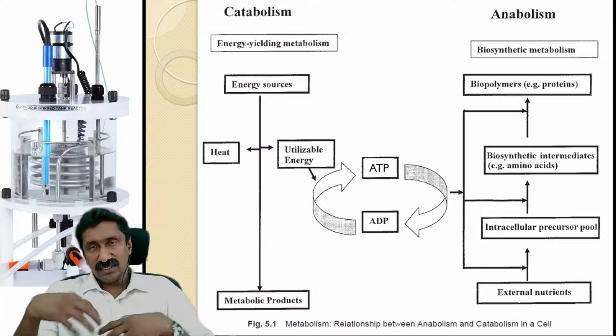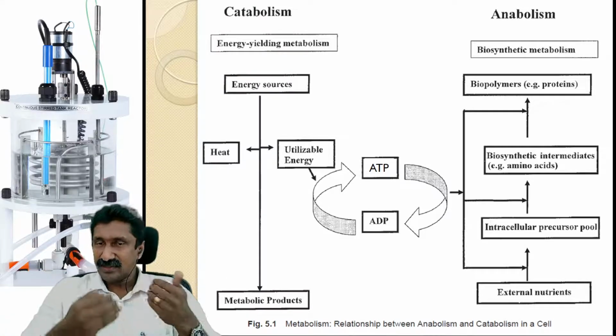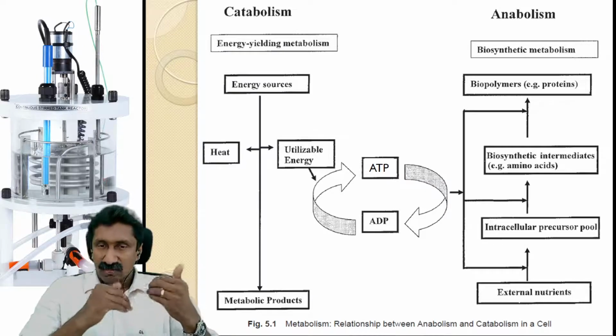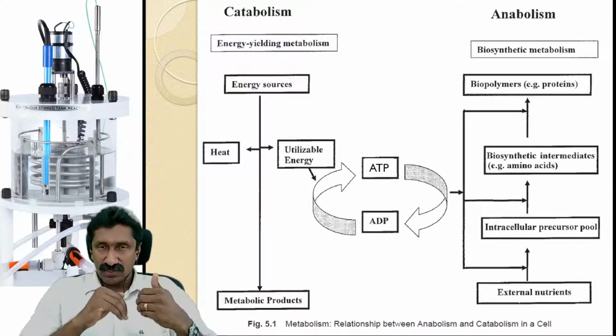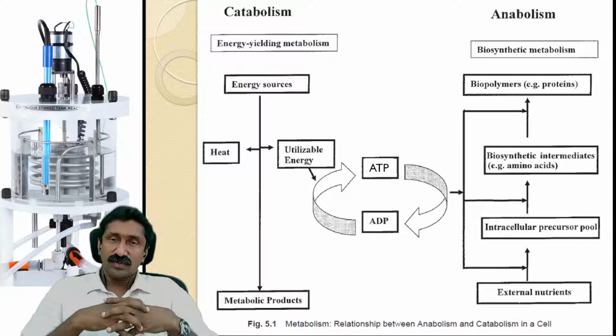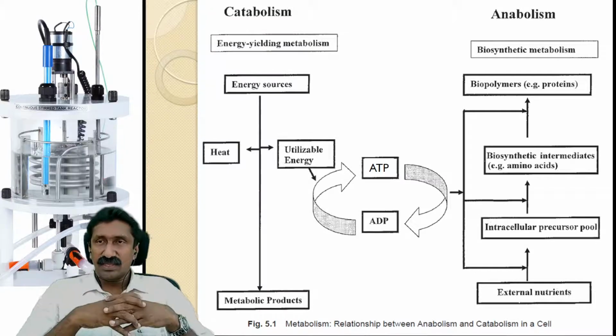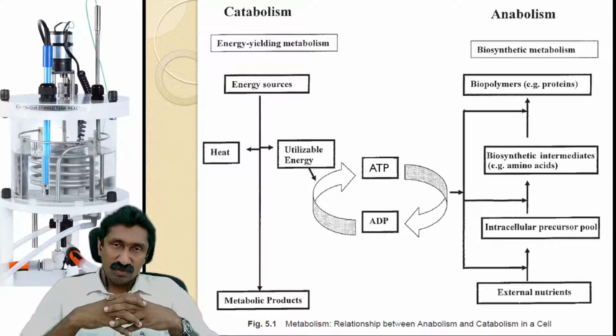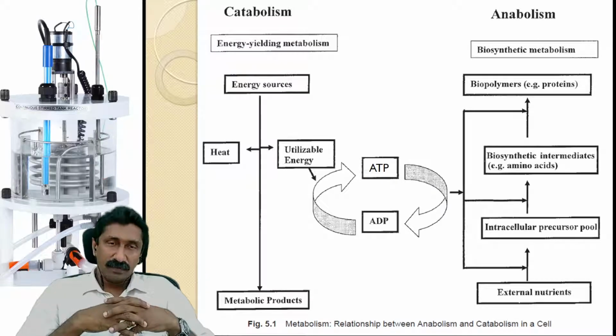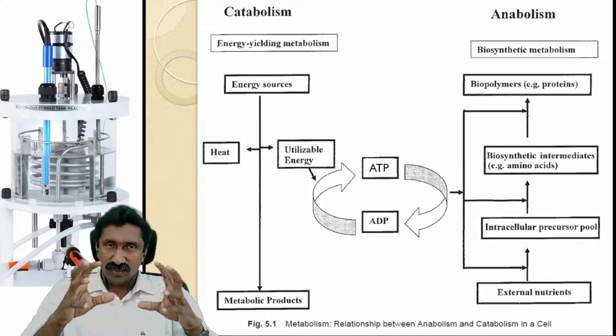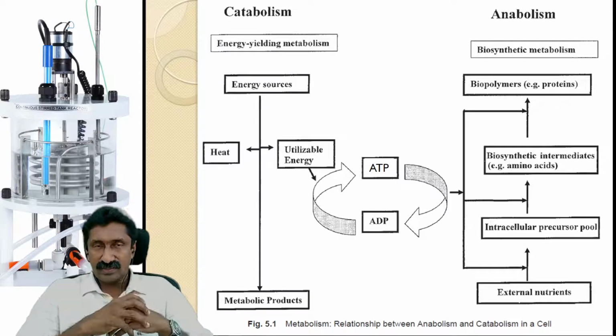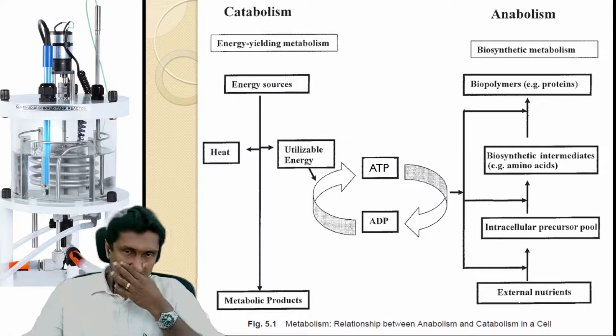So this is an example of an anabolic reaction in which energy is utilized along with some similar nutritional elements and other precursors, which will be utilized for the production of biosynthetic intermediates like amino acids and the complex compounds or biopolymers like proteins. So these are the two different catabolic and anabolic reactions that occur in a biological system.